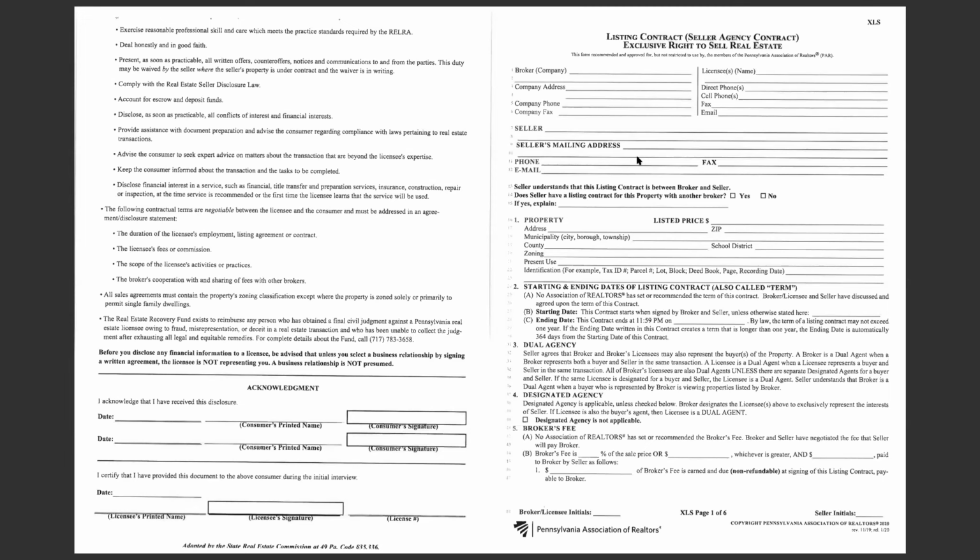So with that said, on the top left, it starts with broker, Keller Williams, Philadelphia. Our address, for those of you who don't know where we're at, 1619 Walnut Street, 5th floor, Philadelphia, PA 19103. Our company phone number, 215-627-3500.